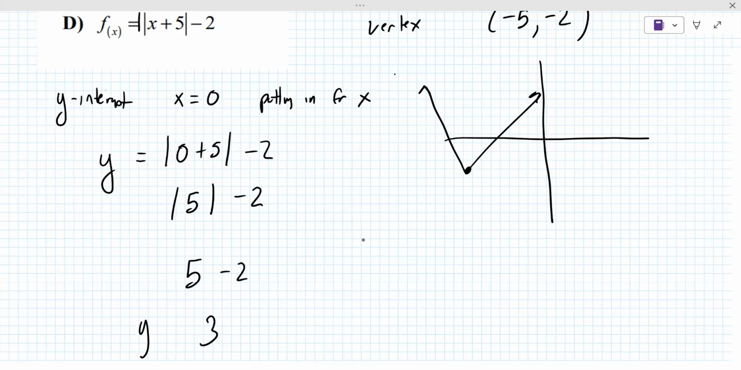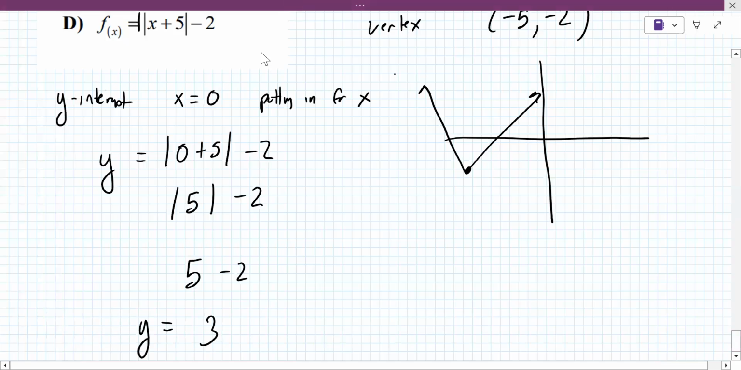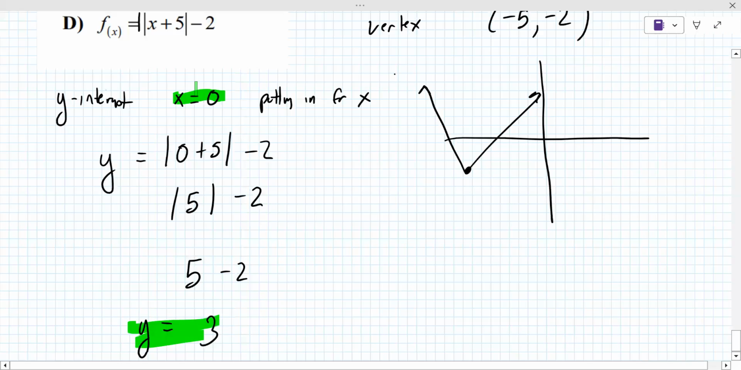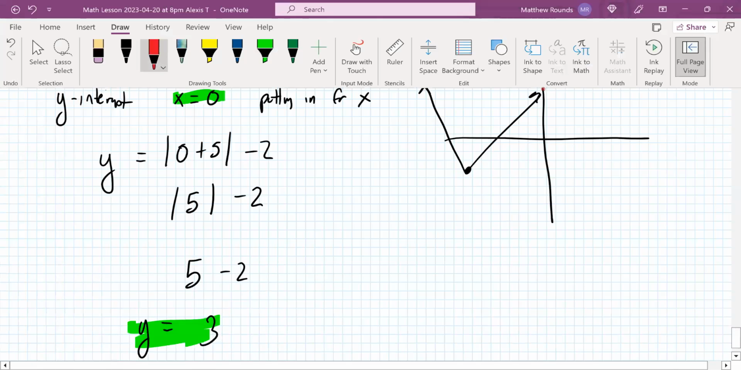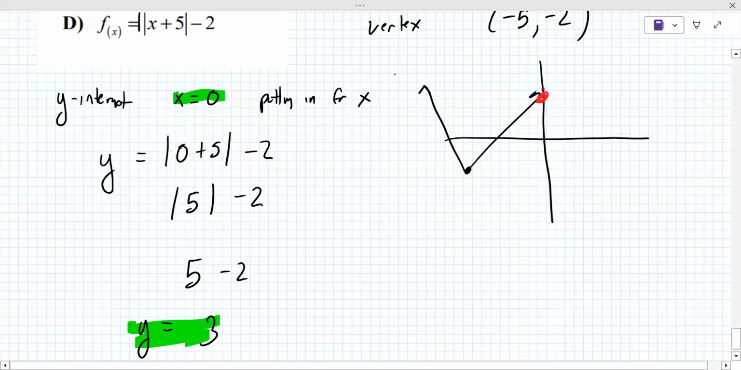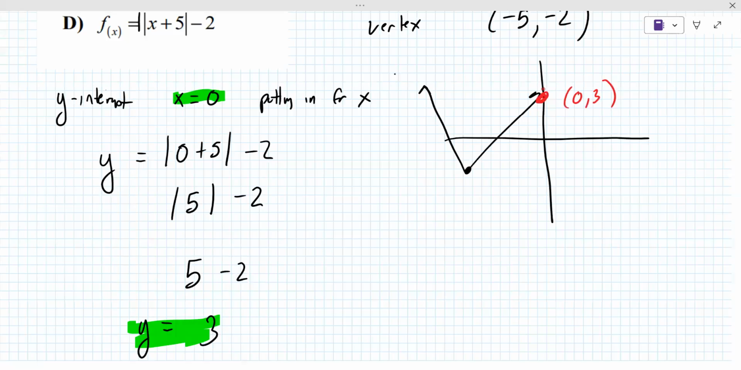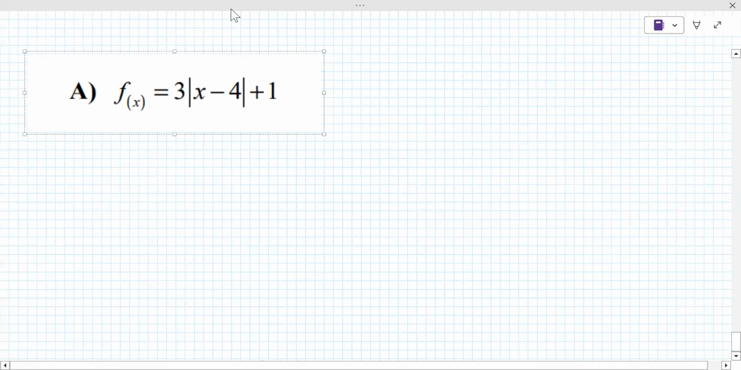So what this is saying is that when x is 0, let me highlight this, when x is 0, y is 3. And that's an ordered pair on your graph. So that's the y-intercept, 0, 3. All right, so let me give you another one to think about, or give me the y-intercept before we move on to the x-intercepts.